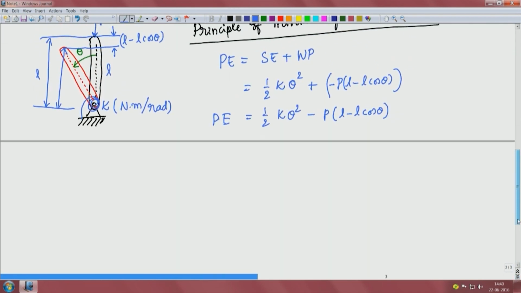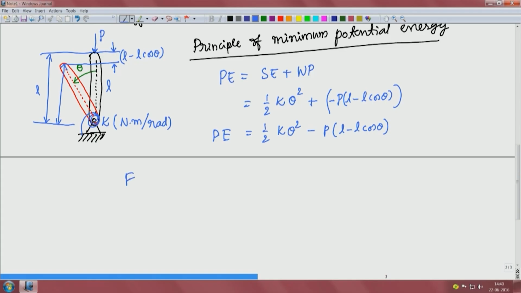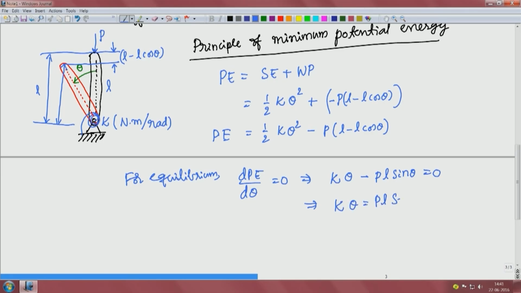We know that for static equilibrium, we must have dPe by d theta equal to 0, theta being our variable here. Half kappa theta square gives kappa theta when we take the derivative. For the other term, there is a minus, and the derivative of cosine theta is again minus, so overall it gives P L sin theta. That is equal to 0. So, what we get is kappa theta equal to P L sin theta, our static equilibrium equation.